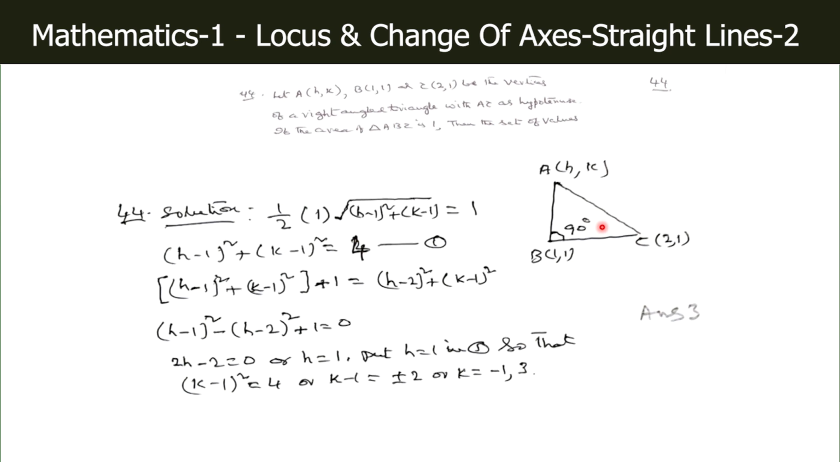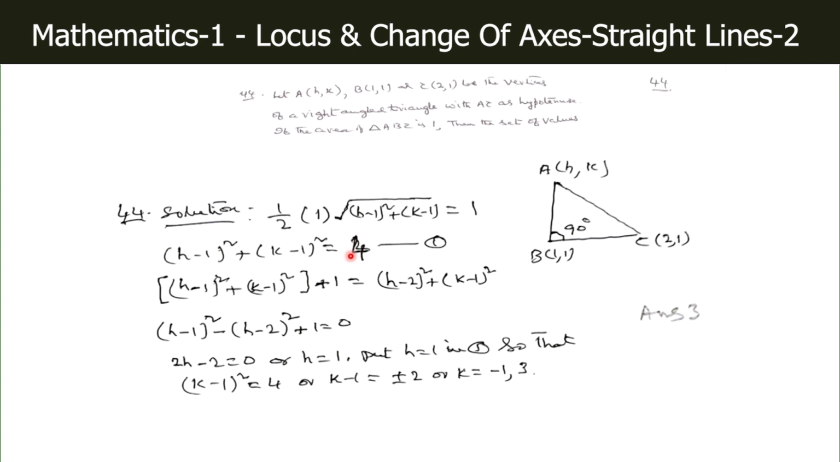Now putting h is equal to 1 in equation 1, so (k minus 1) whole square is 4. So k is equal to minus 1, 3. So first you get the value of h is equal to 1, and substituting in the equation (h minus 1) whole square plus (k minus 1) whole square is equal to 4, you will get the values of k, which are nothing but minus 1, 3. Here we have used only the distance formula and the property of a right angle triangle. In the property of a right angle triangle, if B is the right angle of triangle ABC, then AB square plus BC square is equal to AC square. So the correct option is k is equal to minus 1, 3.